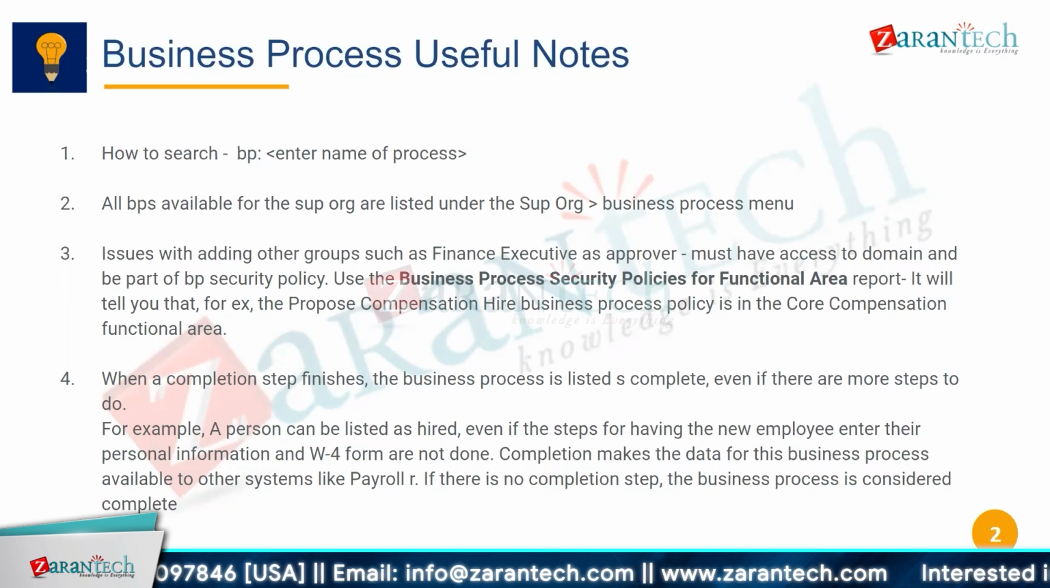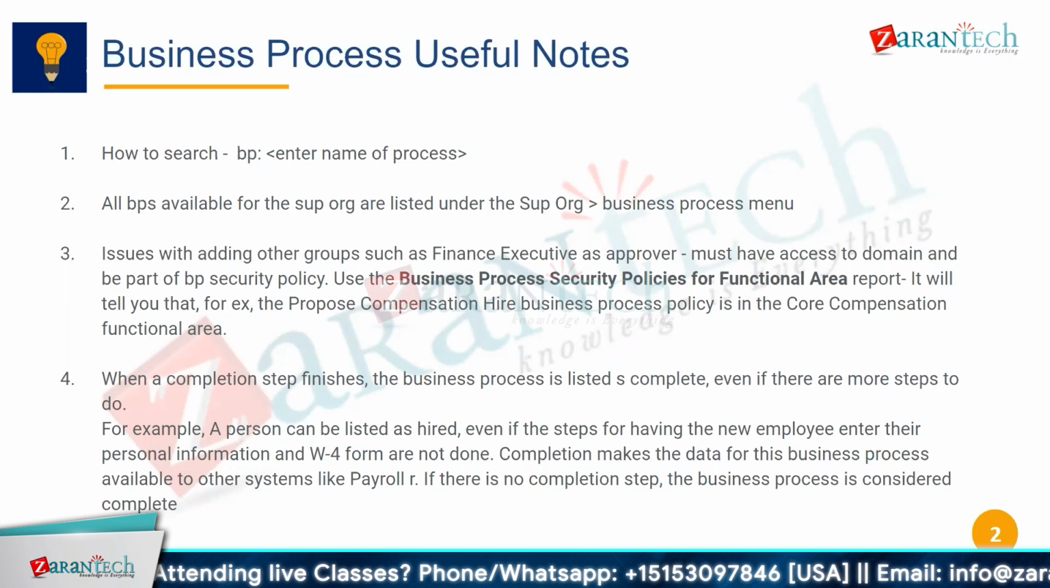So if you have copies of your business processes for a specific supervisory organization, when you click on the related actions button, you should have the business process menu for that particular supervisory organization, if you have any specific copies of business processes assigned to specific supervisory organizations. Issues with adding other groups, such as finance executive, as approver: they must have access to the domain and be part of the business process security policy.